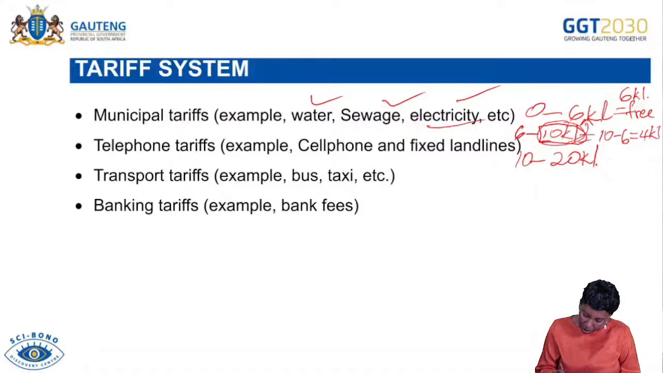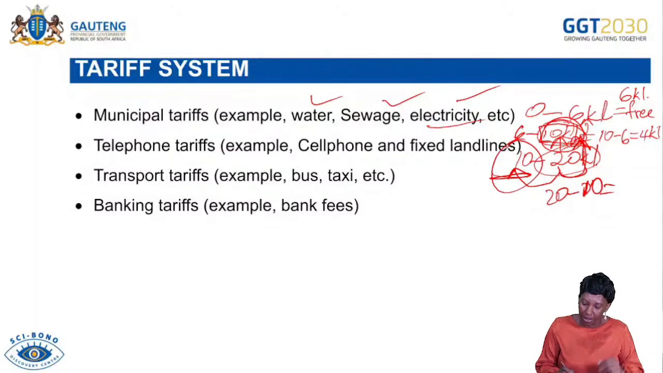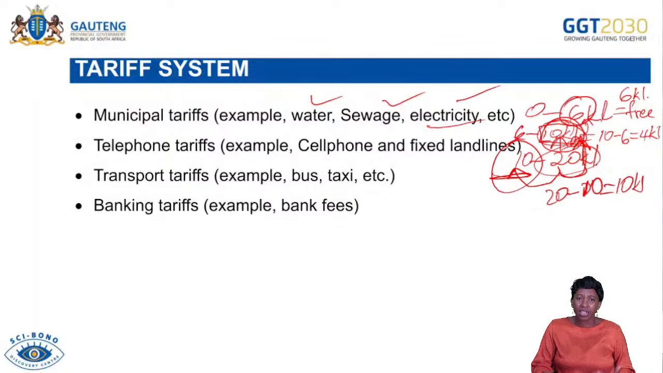And then when I come to number 3, it will be 20 kiloliters minus 10. I am saying 20 minus the 10 on top, not the 10 on the left-hand side, meaning I am going up, so that I also accommodate this 10. If you say 6 minus 10, you'll get 3. But if we say 10 minus 6, it will be 4, including the 6. So here it will be 10 kiloliters. That is the sliding scale that I was talking about.